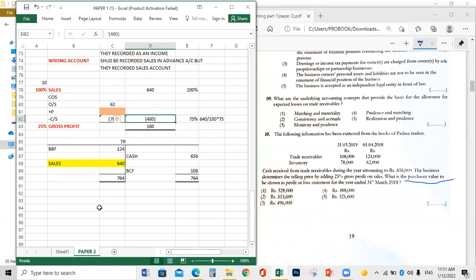Cost of sales is 480. So guys, if I put it in a horizontal equation, cost of sales is opening stock plus purchase minus closing stock. Now you know the opening stock is 62, but you don't know the purchase. You know the closing stock is 78, and you know the cost of sales is 480,000. How much will be your purchase value then? Find P.